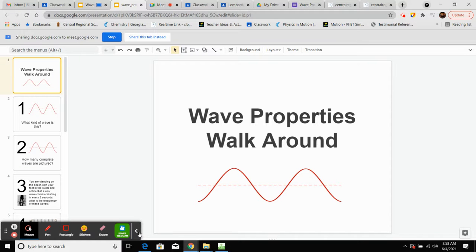All right, guys. So today we're doing the wave properties walk around. This is Friday after everybody's night. Hope everybody had a good time. So this is going to be a relatively short assignment, pretty simple.